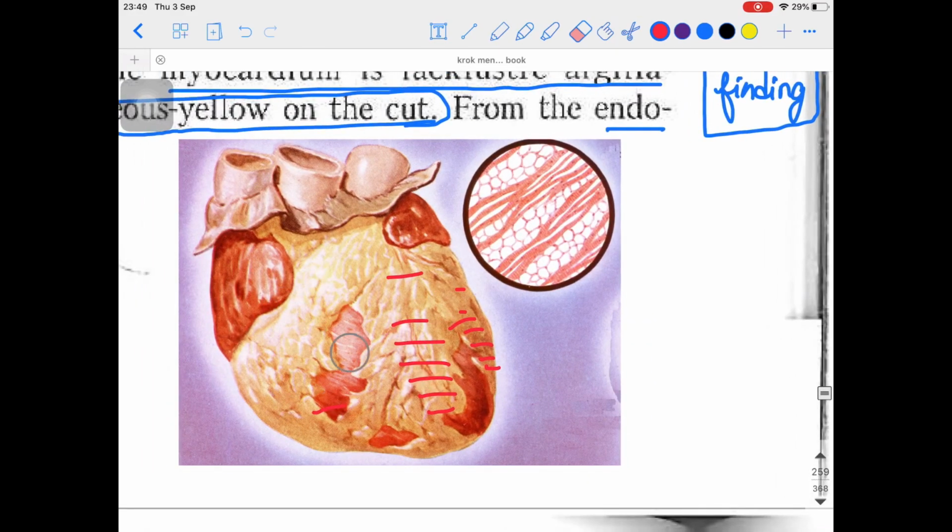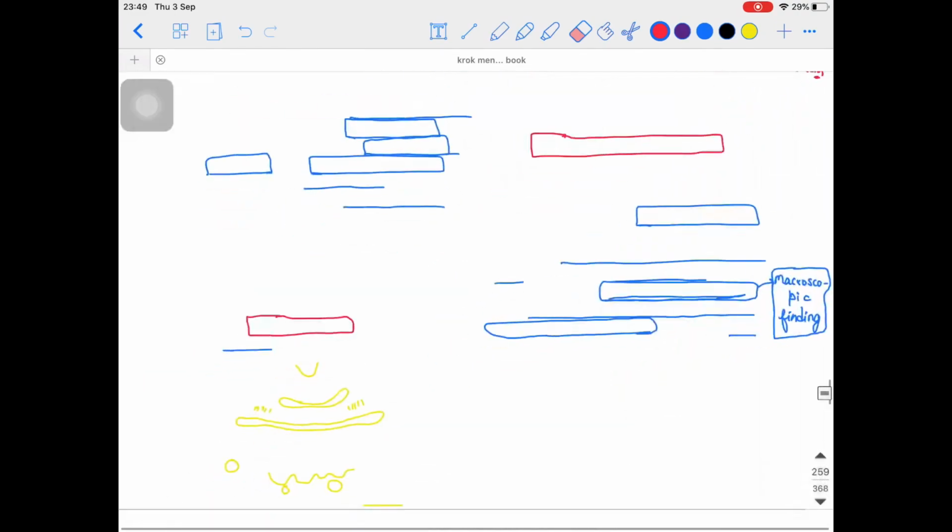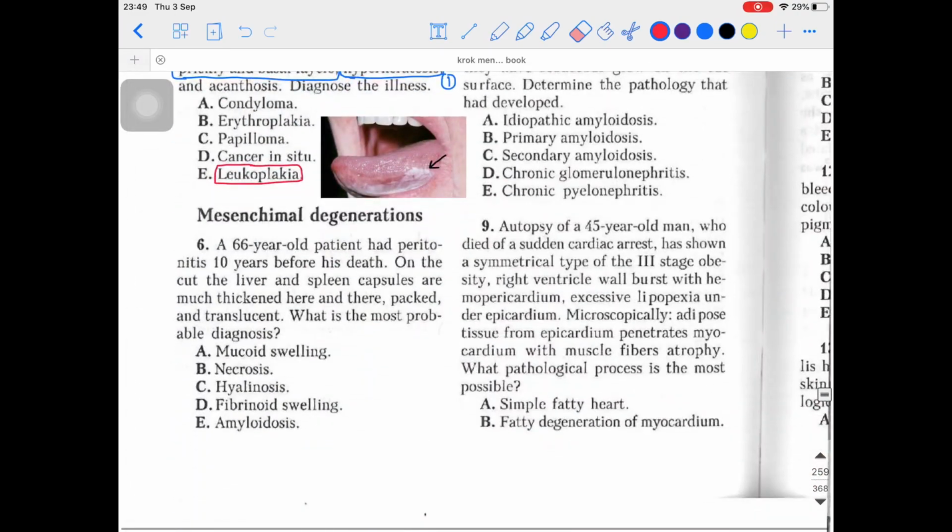Okay, so now let's move on to the next one. We have talked about the fatty degeneration of liver and myocardium. We have talked about leukoplakia. Now let's move on to the mesenchymal degenerations. So let's talk about the sixth one.